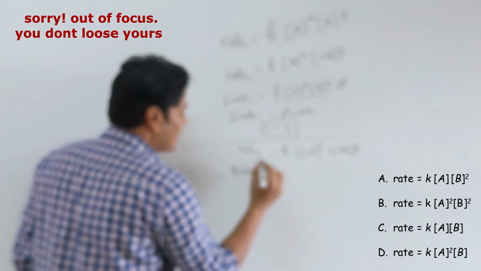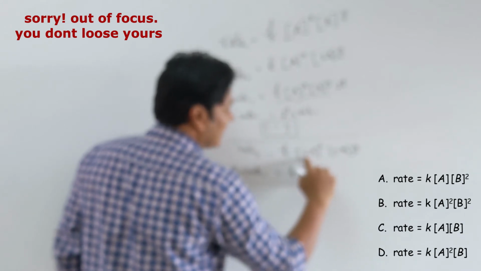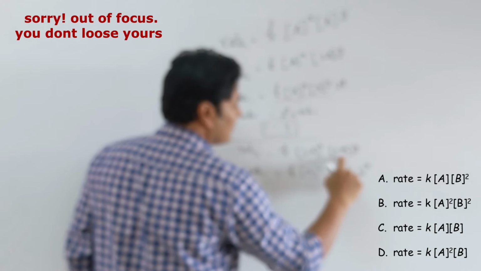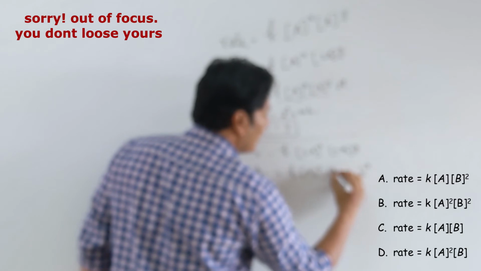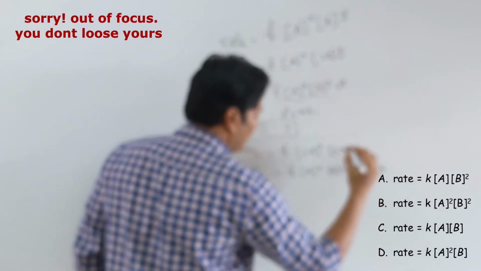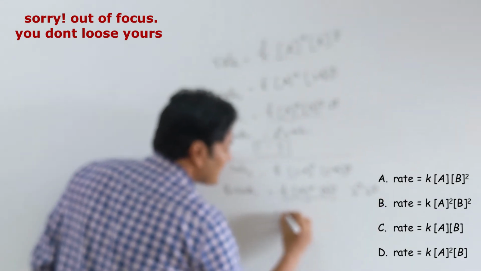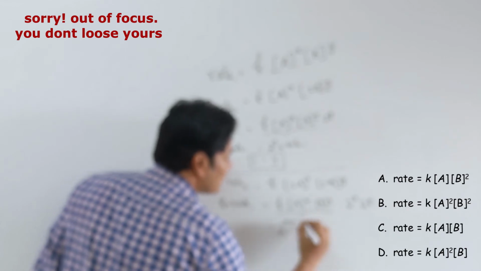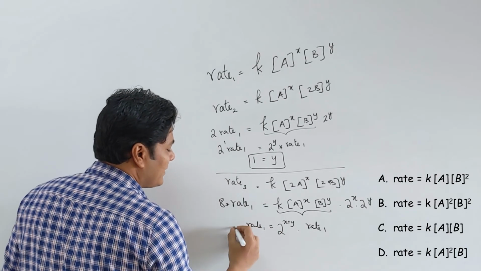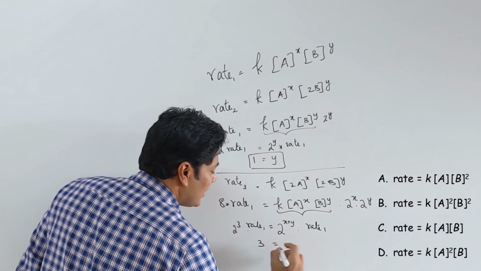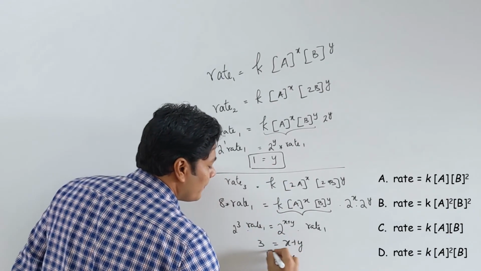This is 8 times rate of this one equals k a to the power x times 2 to the power x. This is also double, so 2b to the power y, just like here, we are going to have b to the power y, 2 to the power y. That equals, this is again our rate 1, 2 power x times 2 power y is 2 power x plus y times rate 1 equals rate 1, 8 is nothing but 2 power 3. That tells you 3 equals x plus y, y is already 1, so x is 2.